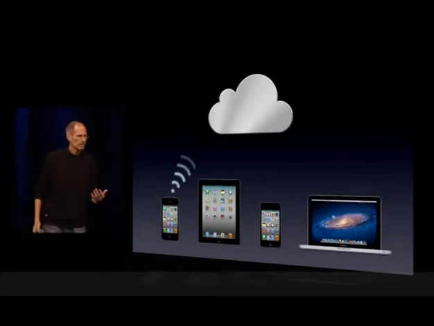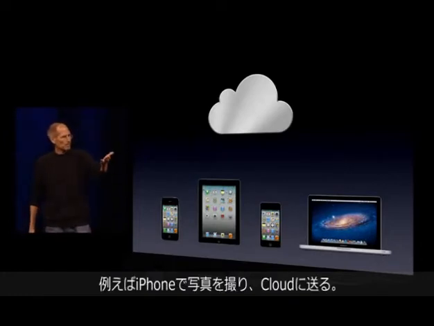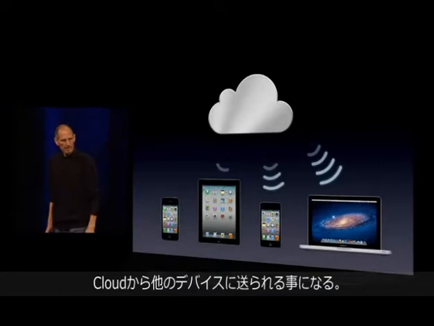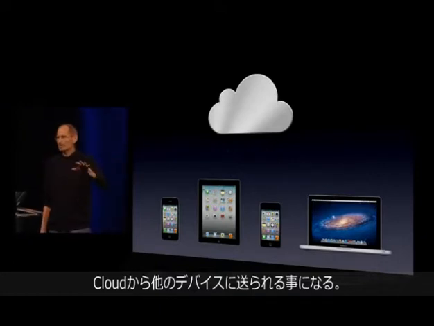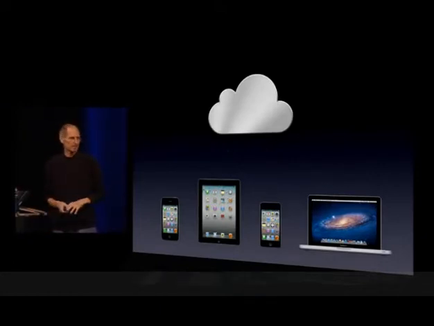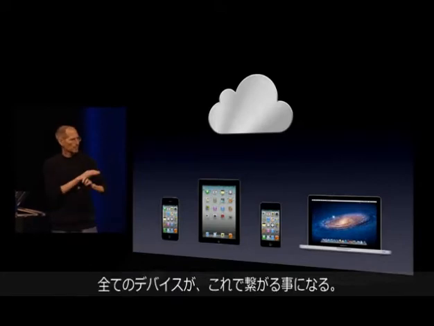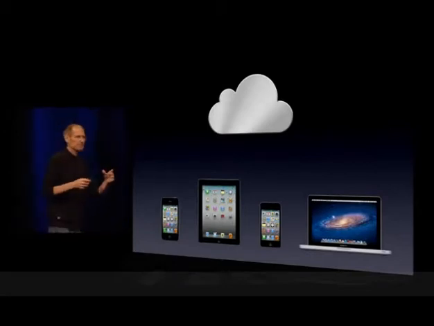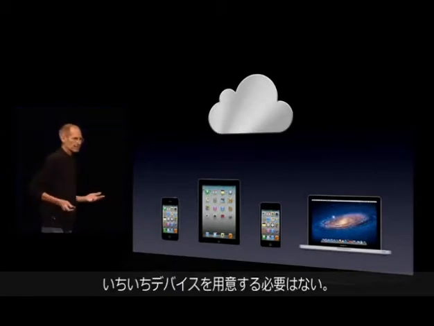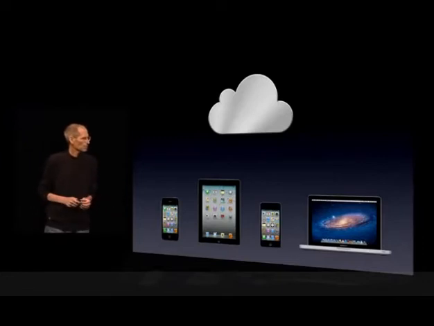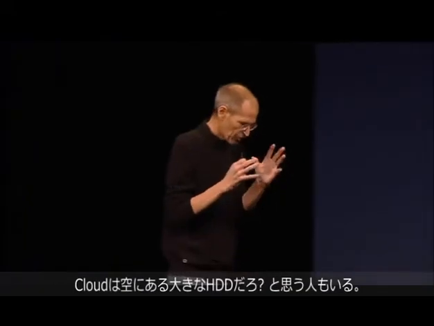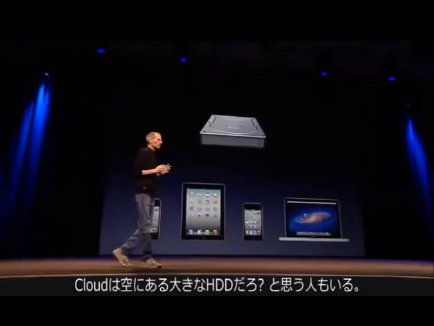And so now, if I get something on my iPhone, it's sent up to the cloud immediately. Let's say I take some pictures with it. Those pictures are in the cloud, and they are now pushed down to my devices completely automatically. And now everything's in sync with me not even having to think about it. I don't even have to take the devices out of my pocket. I don't have to be near my Mac or PC. Now, some people think the cloud is just a hard disk in the sky, right?